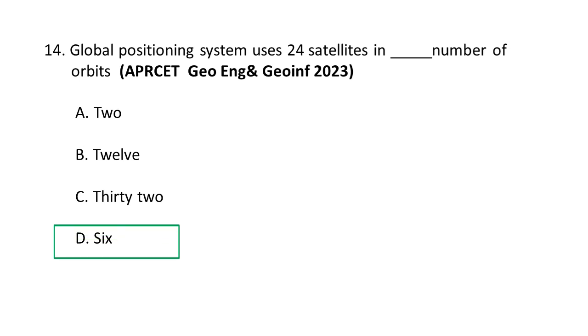6. The global positioning system uses 24 satellites in 6 orbital planes. These planes are equally spaced around the Earth and are tilted 55 degrees from the equator. Each plane has 4 slots that are occupied by baseline satellites, which ensures that users can see at least 4 satellites from almost any location on the planet. So D, 6, is the correct option.